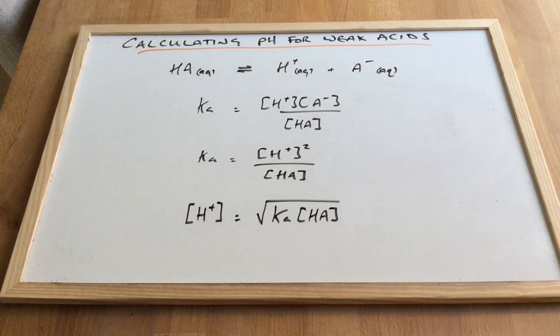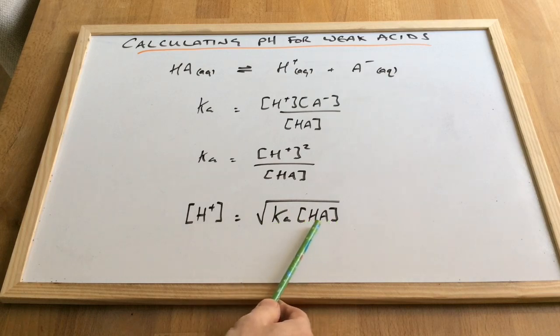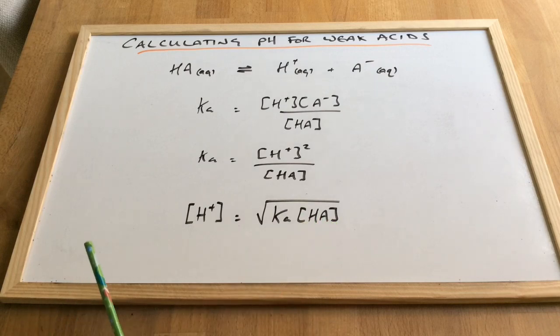And remember, to calculate the pH of anything, we need to know the hydrogen ion concentration. So I've made that the subject of the equation. So the H plus concentration for our weak acid is the square root of the acid dissociation constant Ka multiplied by the concentration of the acid, HA. So I sometimes think of it like this: weak acid, pH, square root of Ka.